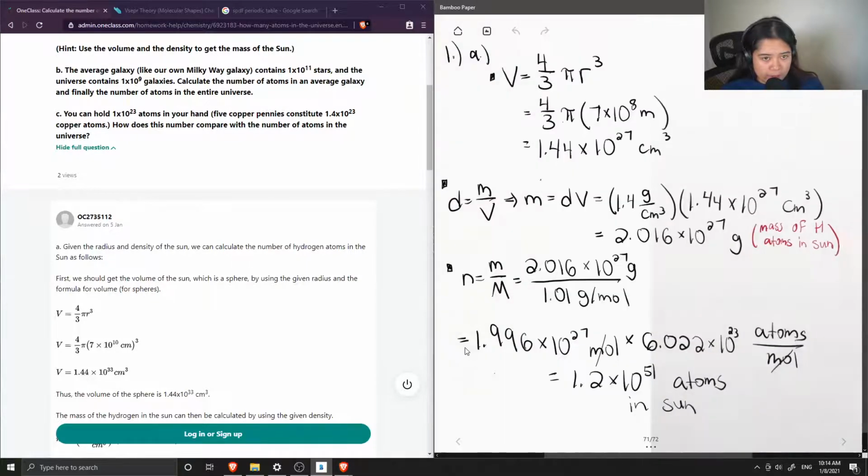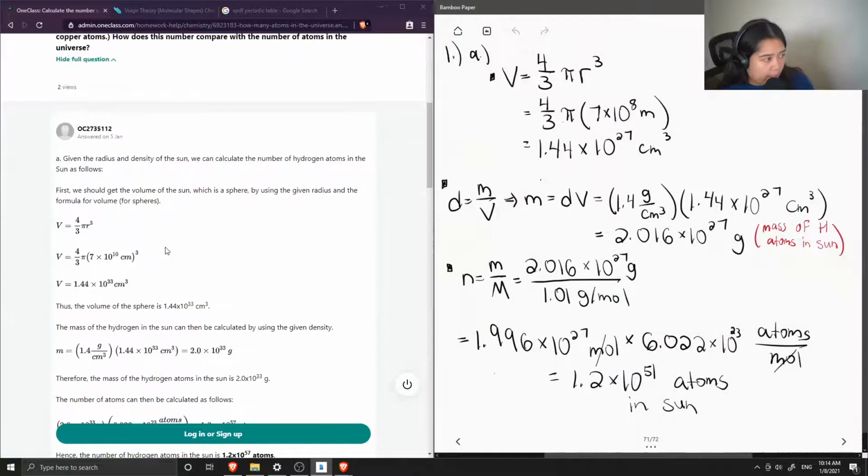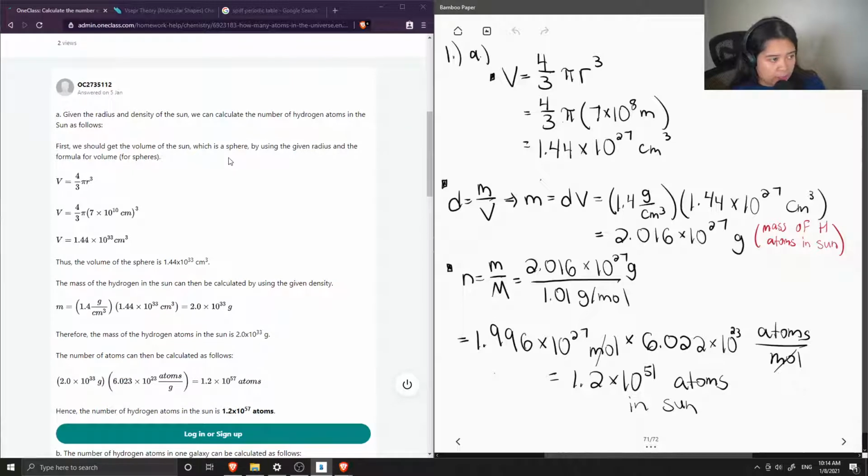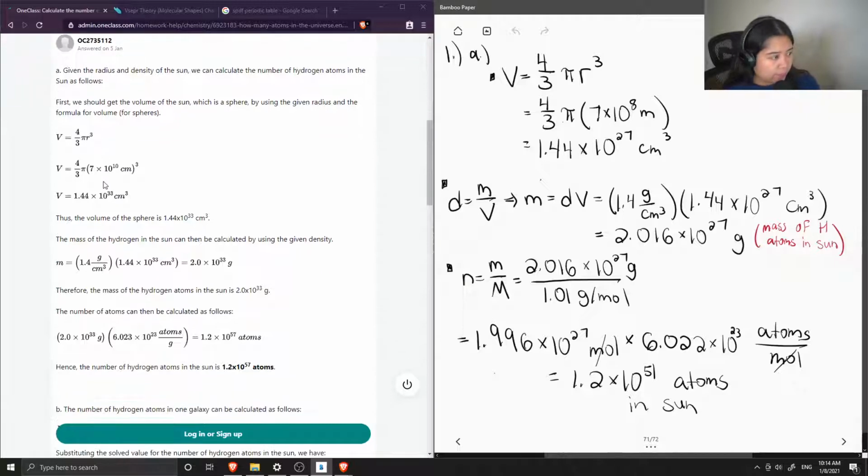Let's compare our answer with the junior tutors'. For part A, given the radius and density of the sun, we can calculate the number of hydrogen atoms in the sun as follows. First, we should get the volume of the sun, which is a sphere, by using the given radius and the formula for volume. So they got... Okay, I think they accidentally put the radius as 7 times 10 to the 10 instead of 10 to the 8. So their answer will be off by a couple exponents in the end.